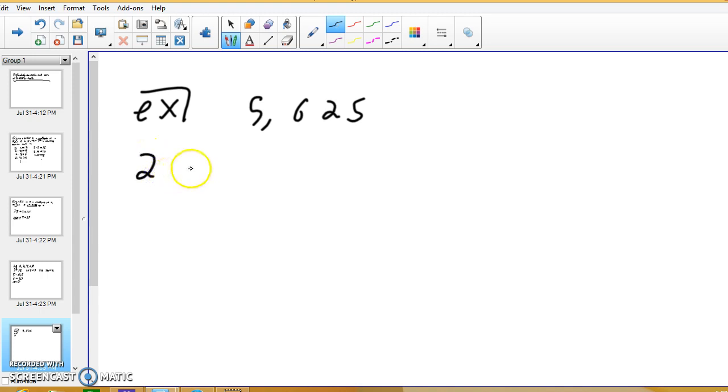So first one is 2. Does 5,625 end in 0, 2, 4, 6, or 8? Well, it ends in 5, so no. This number is not divisible by 2.